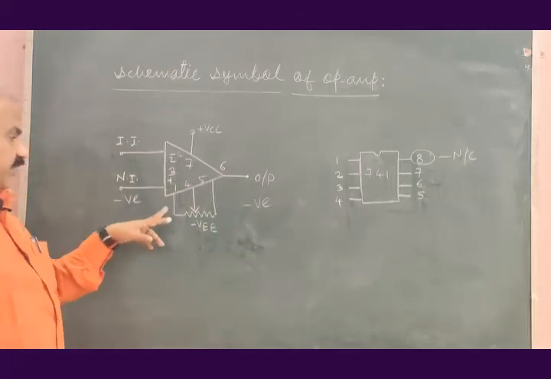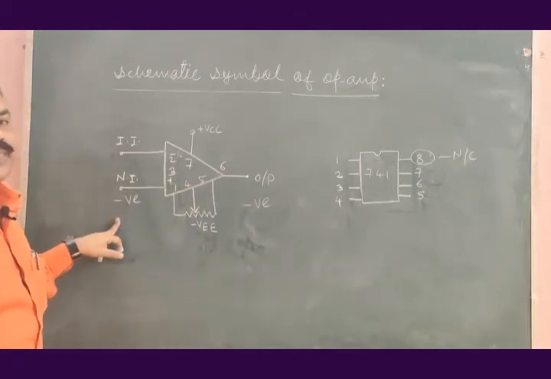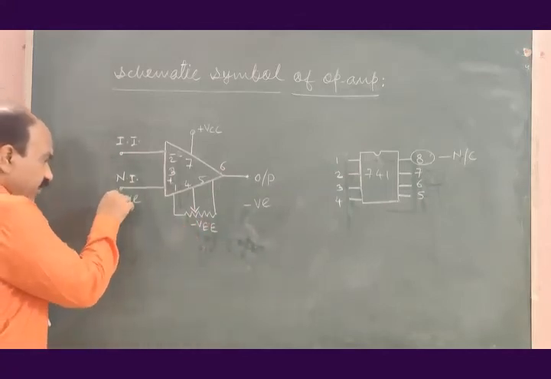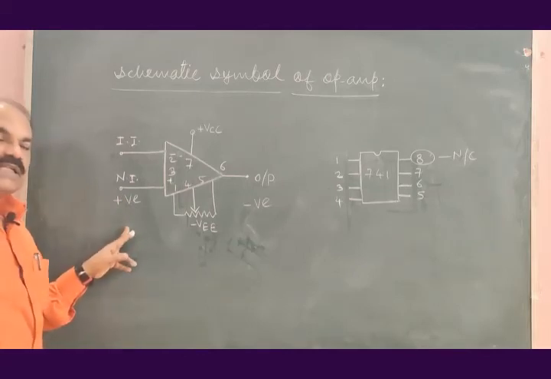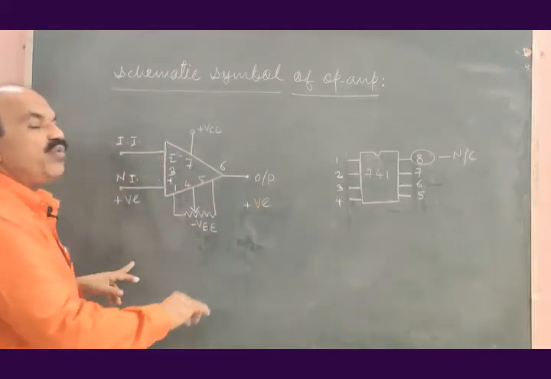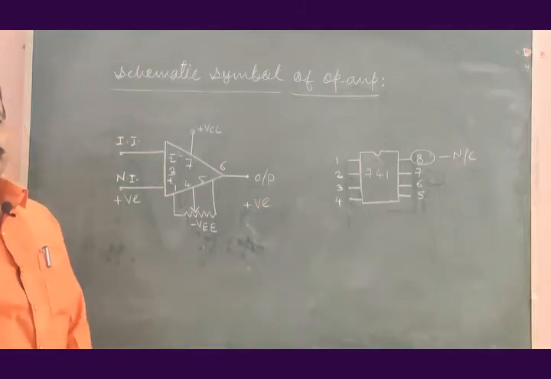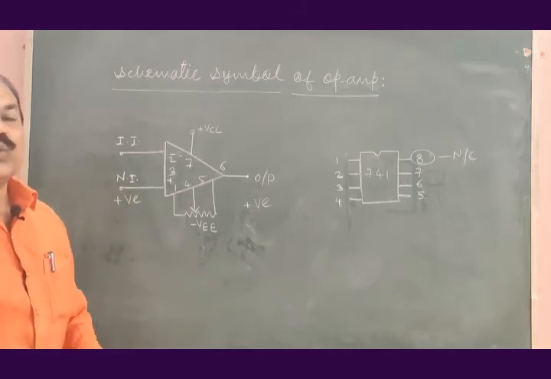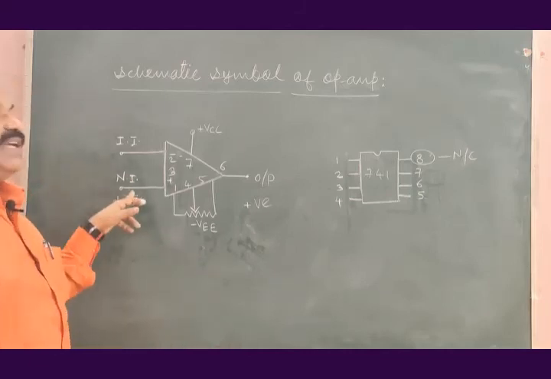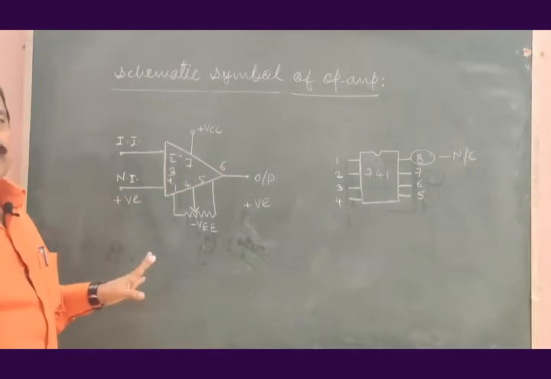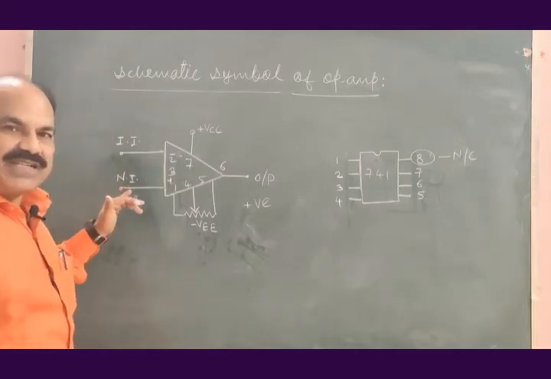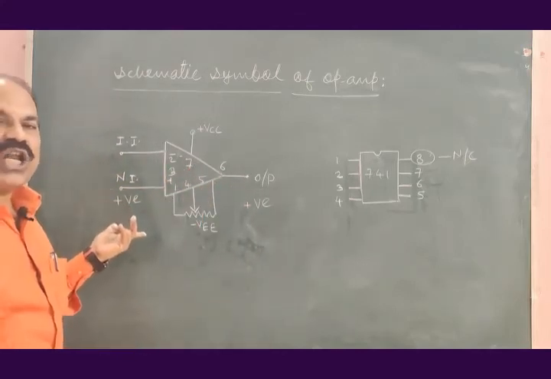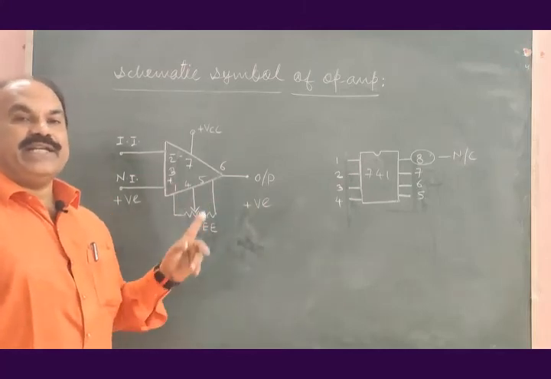The phase of output and input is the same. If input is negative, output is also negative. If we apply positive voltage at the non-inverting terminal, output voltage will also be positive. That is, output and input are in phase. No inversion is done by the non-inverting input. If you supply positive voltage, output will be positive; if we supply negative voltage, output will be negative.